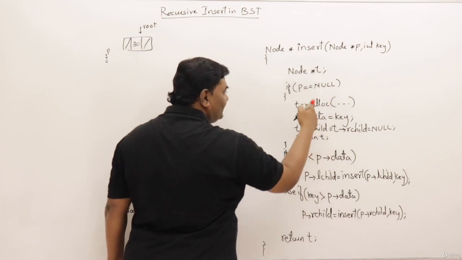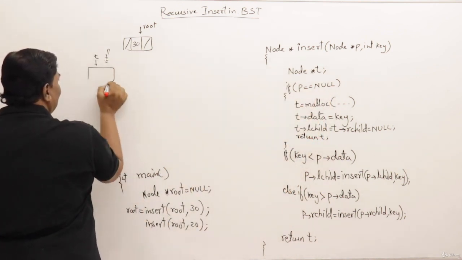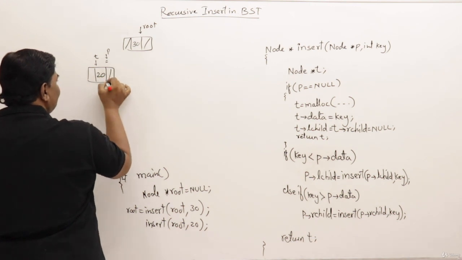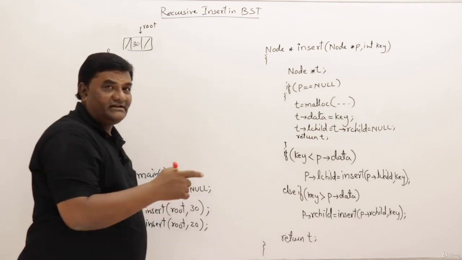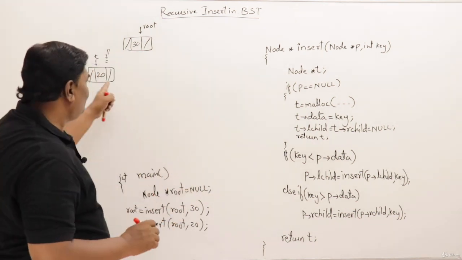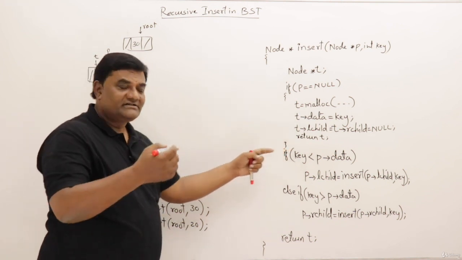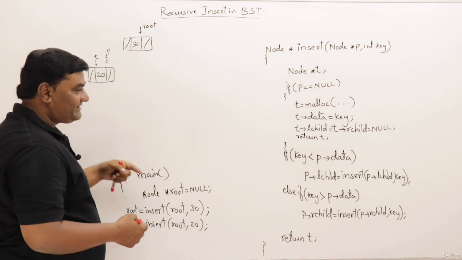Right now P is null. So create a new node with the help of T, insert this key, and set the pointers as null. This is the common work done every time: when the pointer is null, create a node, set the data and initialize pointers to null. That's what the common steps are. And return this T. The new node's address is returned.